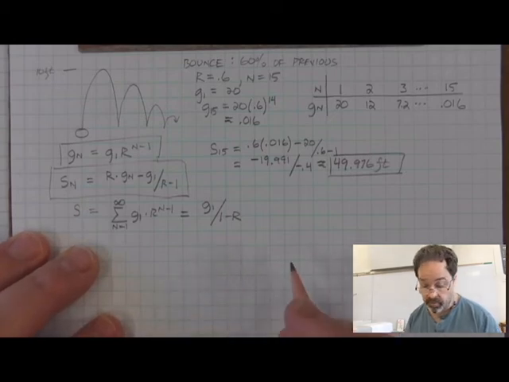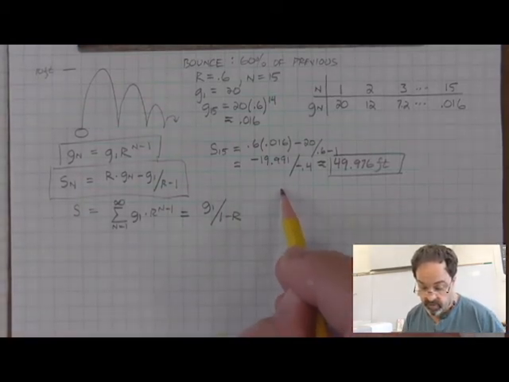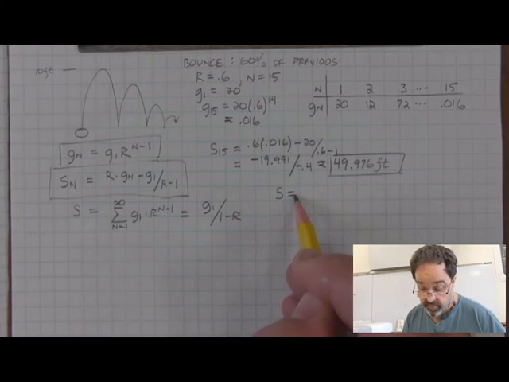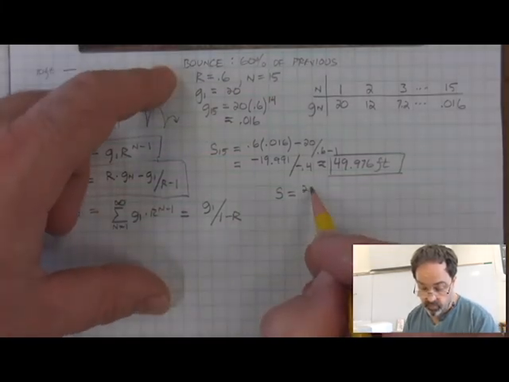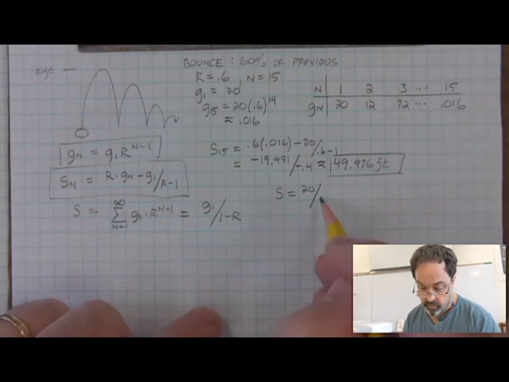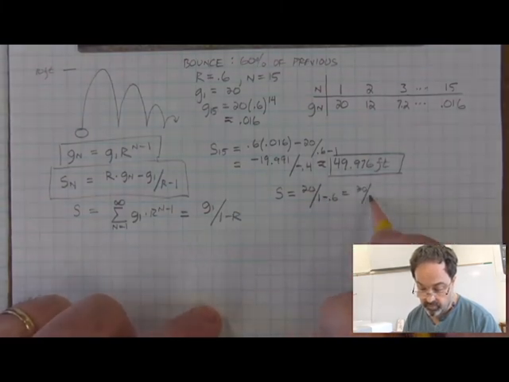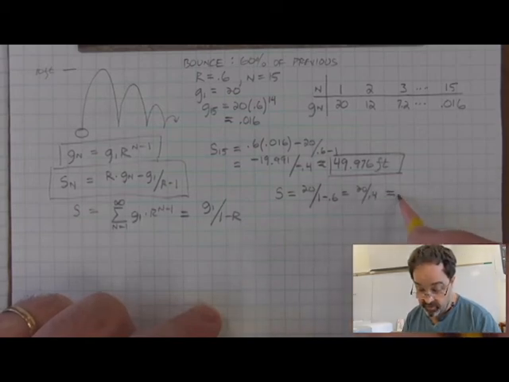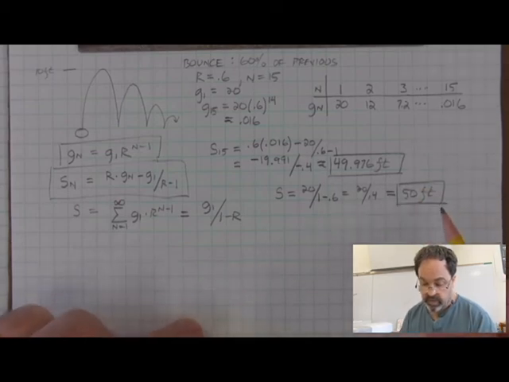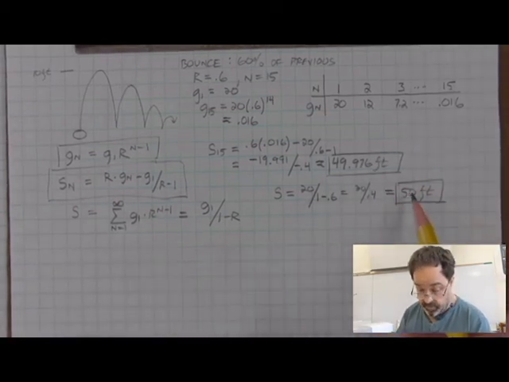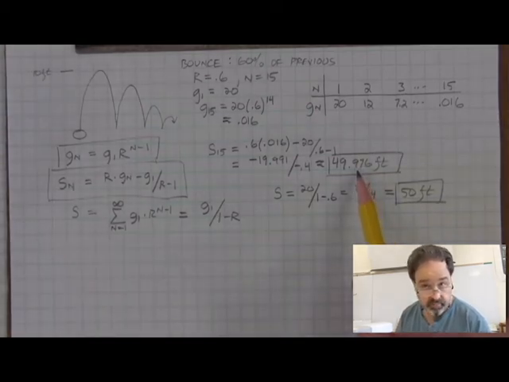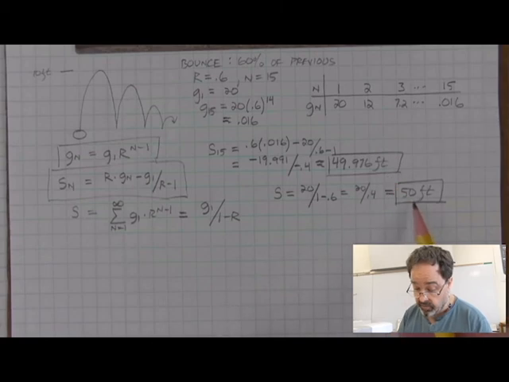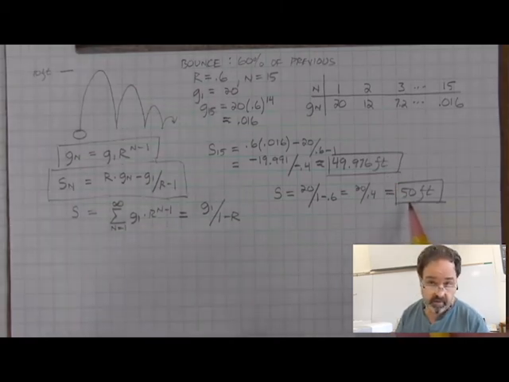That's it. So in this case, the sum of the entire series of this ball is 20 divided by 1 minus 0.6, or 20 divided by 0.4, which is exactly equal to 50 feet. The results we can compare. 15 bounces, just a little bit shy of a total distance of 50 feet. Infinite number of bounces, exactly 50 feet.